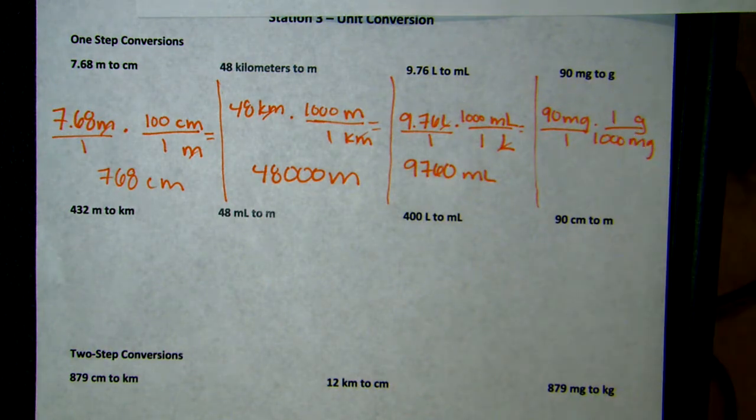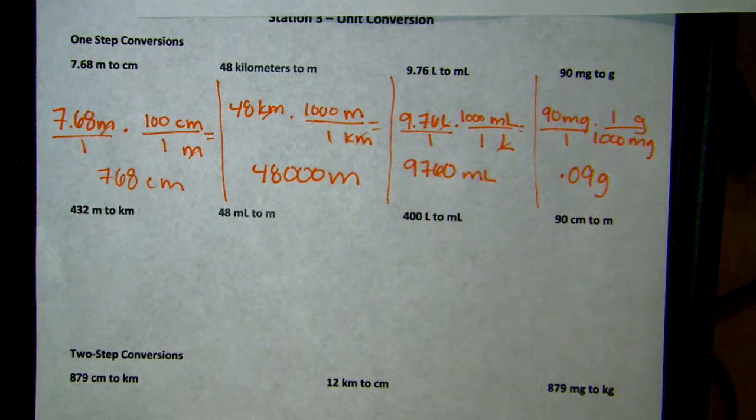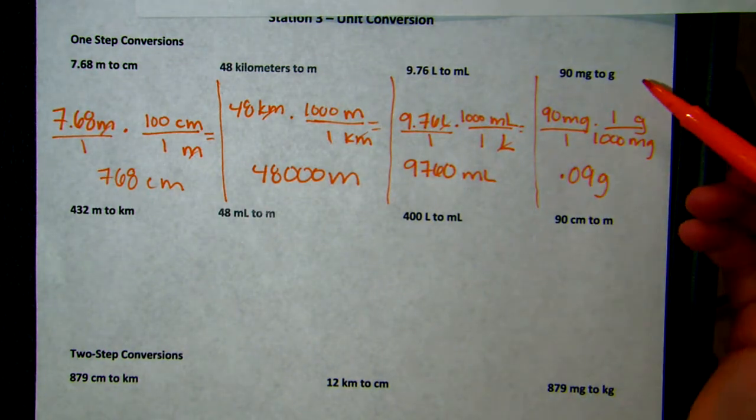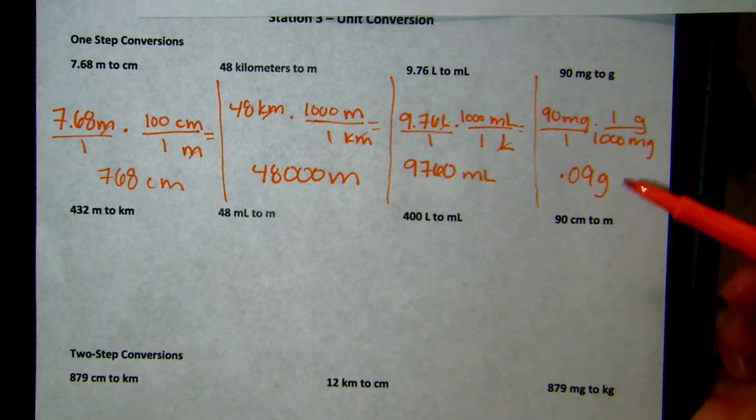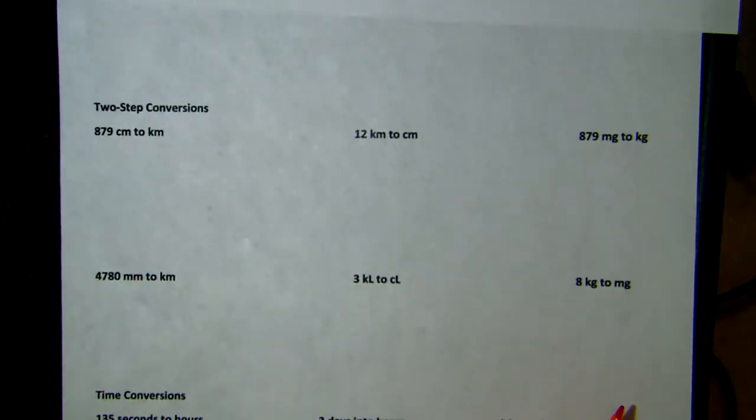I can't do this one in my head, so let's put 90 divided by 1,000. And I get 0.09 grams, which makes sense too because grams in this case are bigger than milligrams, so we'd expect it to be a smaller number. Good. I'm going to let you guys try these next 4 on your own. So I'm going to do a couple examples from the 2-step conversions.